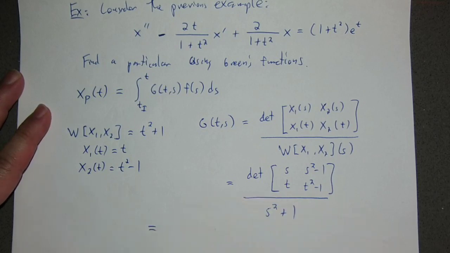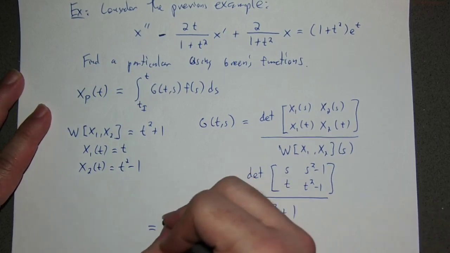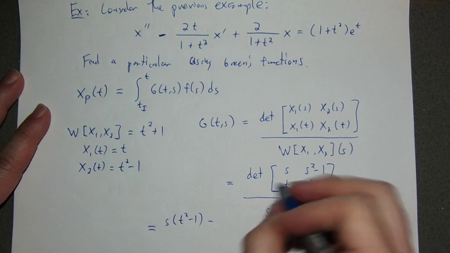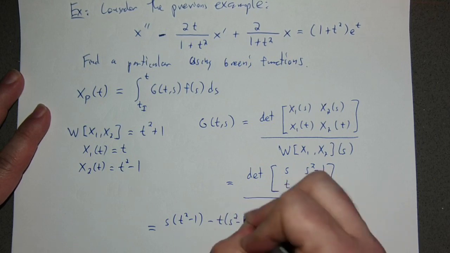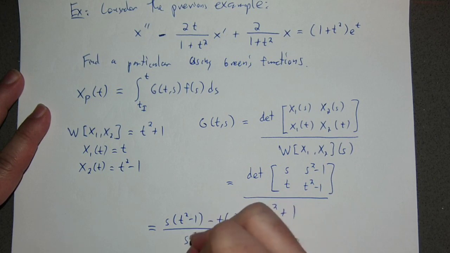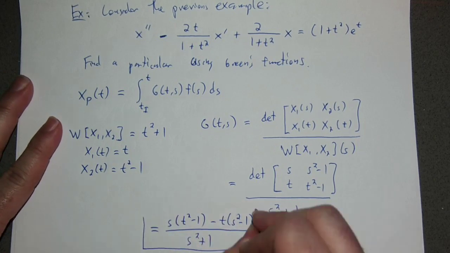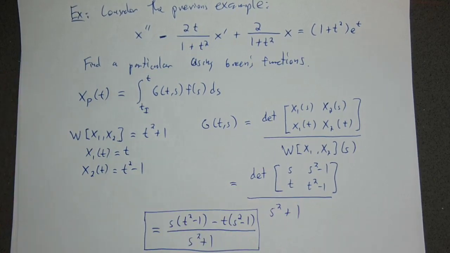So this is equal to s times (t squared minus 1) minus t times (s squared minus 1), over s squared plus 1. Well, I don't necessarily see anything nice coming out of that, so we're done here. Okay, that's what our Green's function g of t,s is.